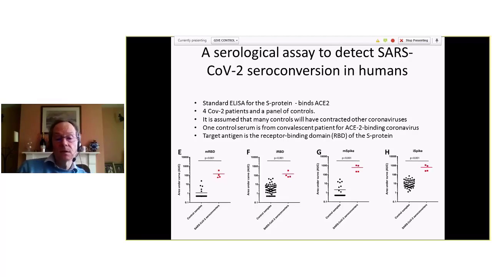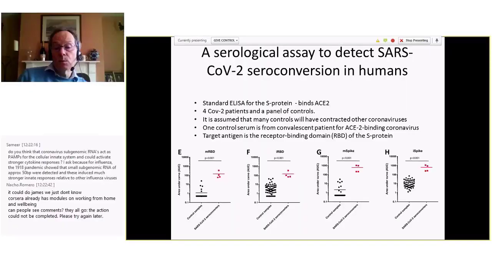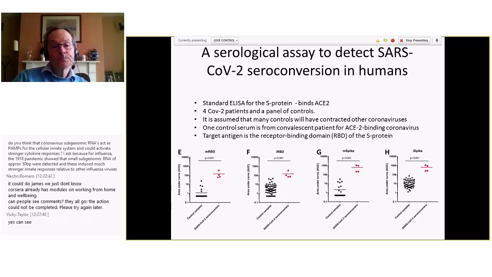Yeah, I mean, it looks like the M spike is better than the I spike, and it looks like, as you say, the whole protein is better than just the receptor binding domain. Thanks.